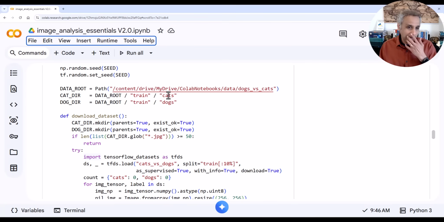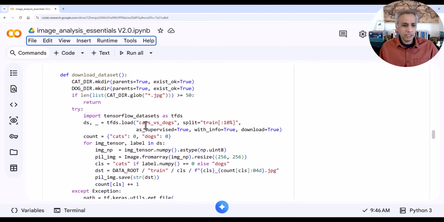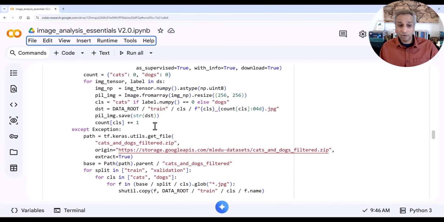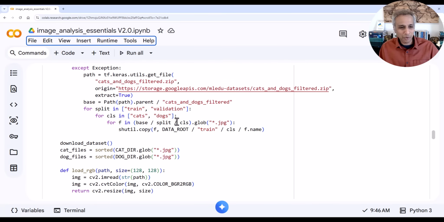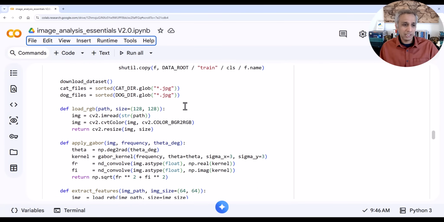As long as you have appropriately labeled these two and then dumped all your images, it should work. In this part of the code, we download the dataset if we haven't already done so, but we have downloaded it, so we shouldn't worry about it.